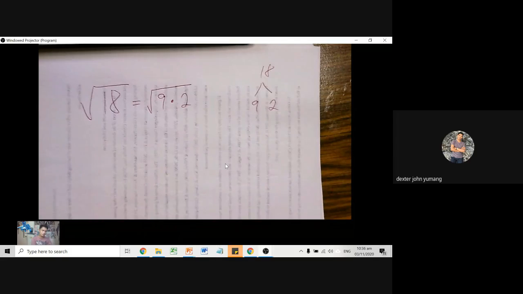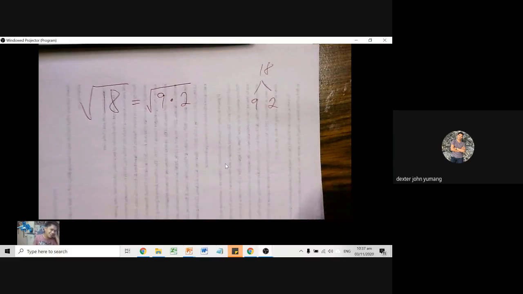Type nyo agad sa chat box kung meron ha. Meron na bang nakasagot? Uy, wala pang nakasagot.